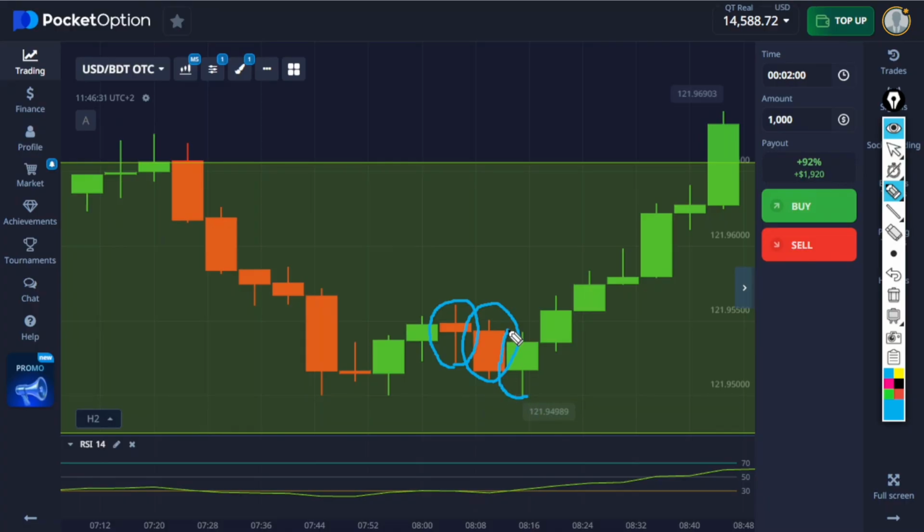Had you opened a 20-minute buy position, the trade would have broken even. And had you opened a 25-minute buy position, the trade would have closed in profit. So if you weigh it all up, you had a 50% chance of winning the trade, a 25% chance of losing the trade, and a 25% chance of breaking even. I don't know about you, but that is putting odds in your favor.